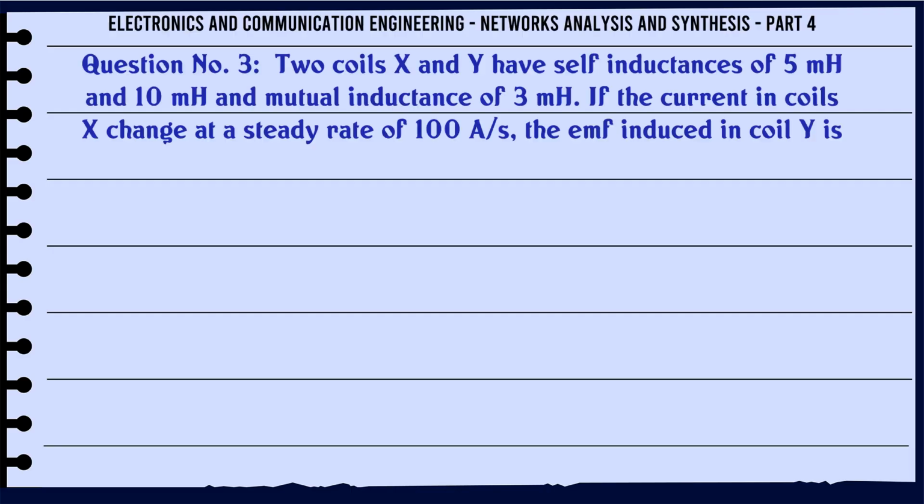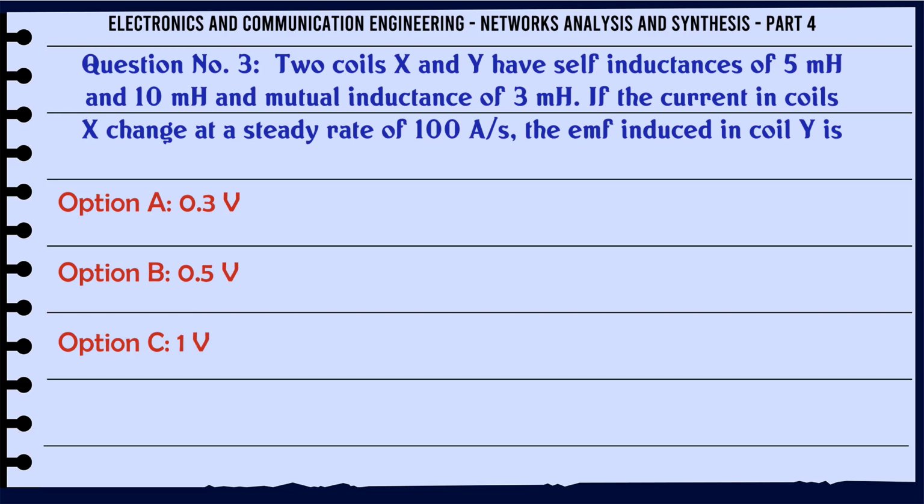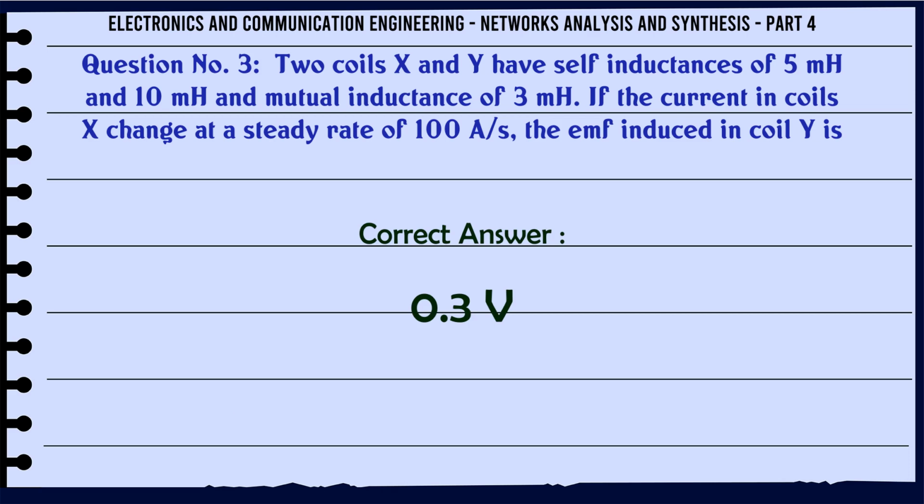Two coils X and Y have self-inductances of 5 mH and 10 mH and mutual inductance of 3 mH. If the current in coil X changes at a steady rate of 100 A/s, the emf induced in coil Y is A: 0.3 V, B: 0.5 V, C: 1 V, D: 1.5 V. The correct answer is 0.3 V.